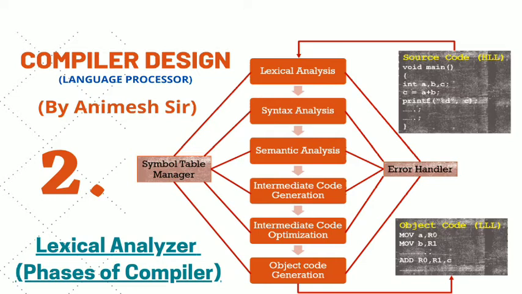In last video we have discussed functionality of all the phases of compiler. That is, how a high level language can be compiled and translated into assembly level language or low level language.